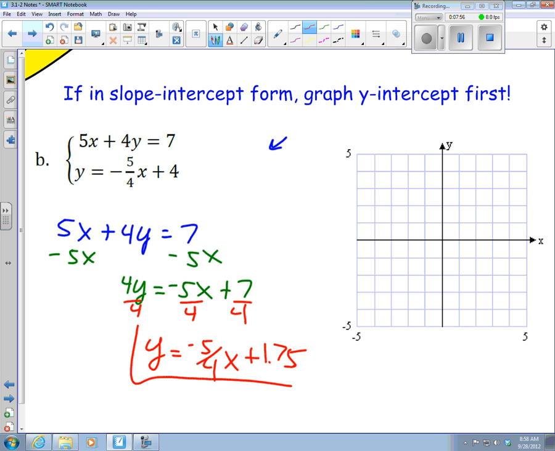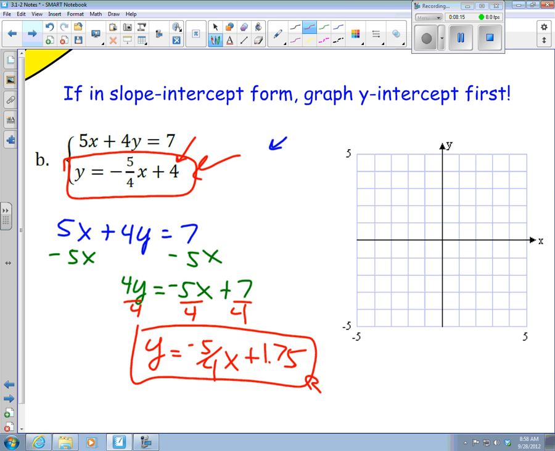So I got my line here, and I got my line here. And the thing I notice is they both have the same slope. So these lines are going to be parallel. But they do have different y-intercepts. So they're not going to be the same line. So it's not going to be infinitely many solutions. It's going to be no solution. But let's graph them anyway.